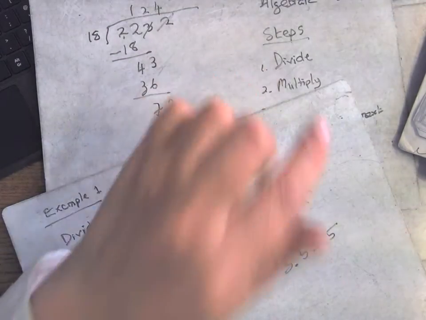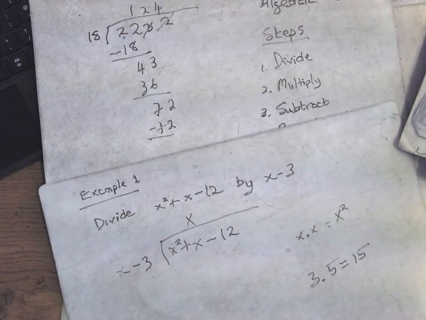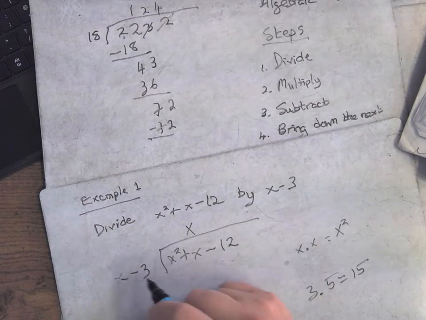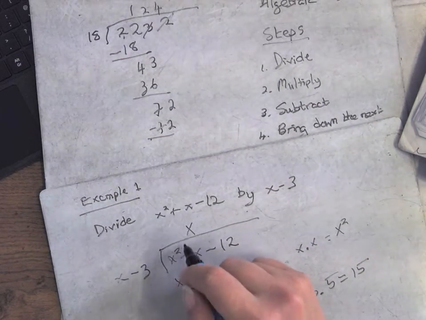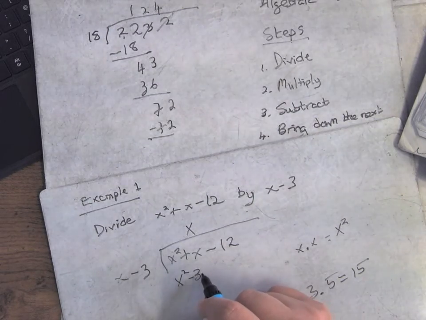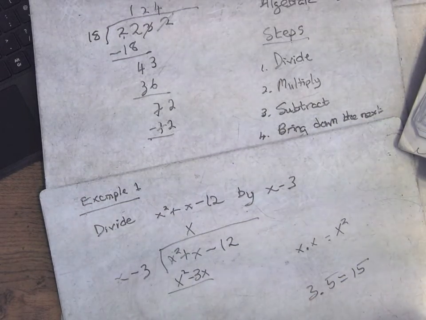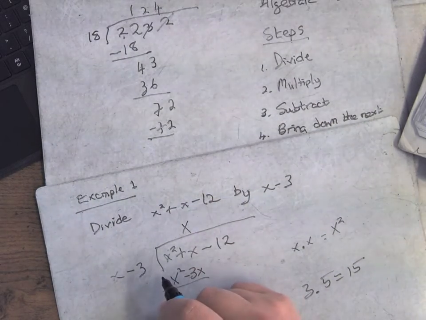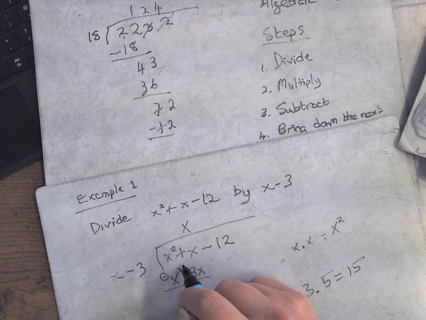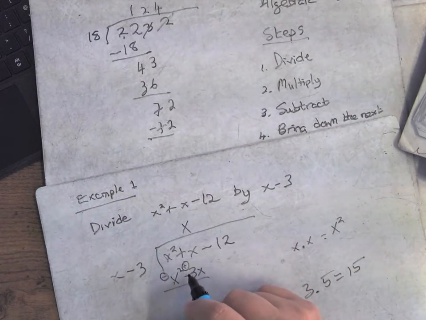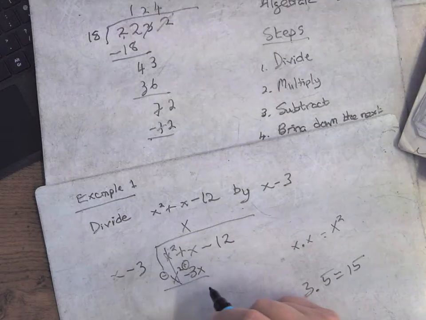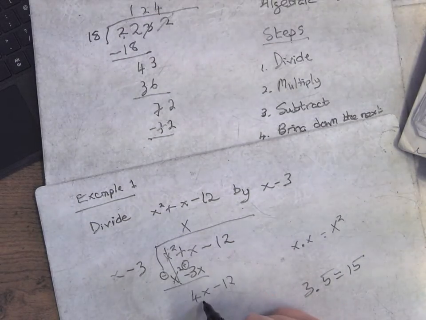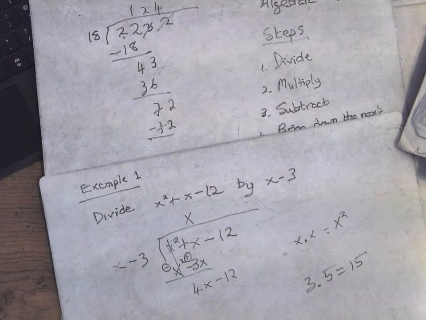So now I've done my divide step. What's my multiply step? So you multiply x by x is x squared, x by minus 3 is minus 3x. What do I do now? What's the next step? Subtract. So you make that a minus. To subtract, you change the sign. So that becomes a minus, that becomes a plus. They cancel. You end up with 4x minus 12, and you've x into 4x then.